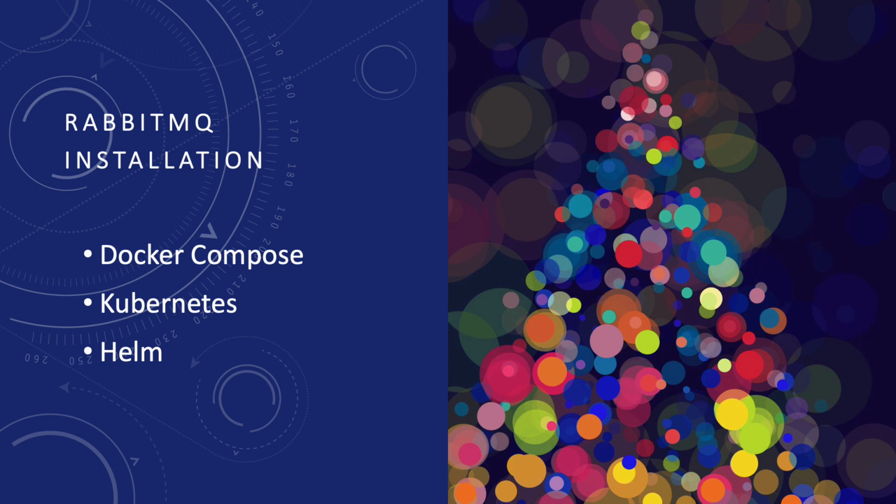Finally, we will explore the Helm method, a popular package manager for Kubernetes. Helm simplifies the deployment and management of complex applications like RabbitMQ by providing a templating system and streamlined release management. You will witness firsthand how Helm can accelerate your RabbitMQ installation process while maintaining configurability and flexibility.